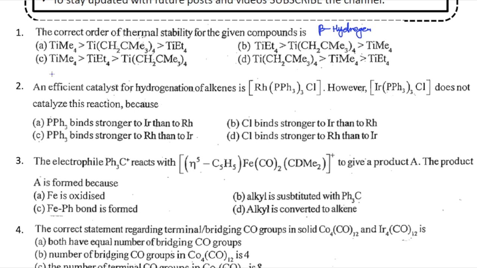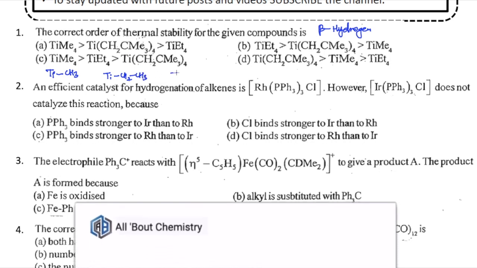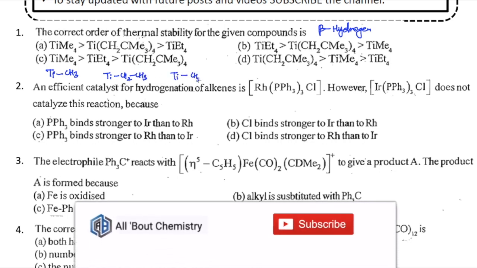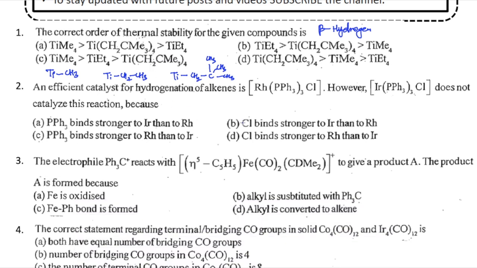Now here you can see that you have three types of complexes. You have titanium methyl, that means titanium with CH3. You have titanium ethyl, that means CH2 and CH3 here, and the next one is titanium with CH2, and with C you have CH3, CH3 and CH3, right? So this is the third one, if you can see over here.